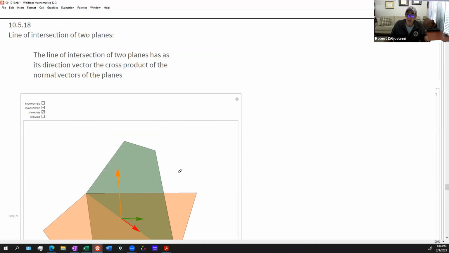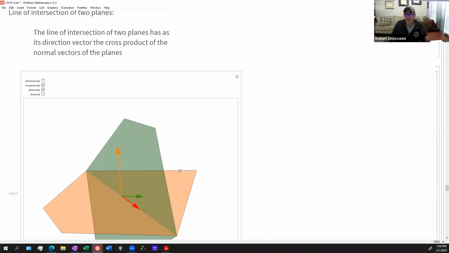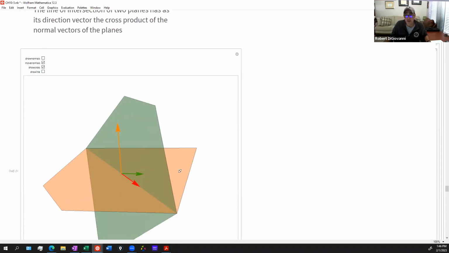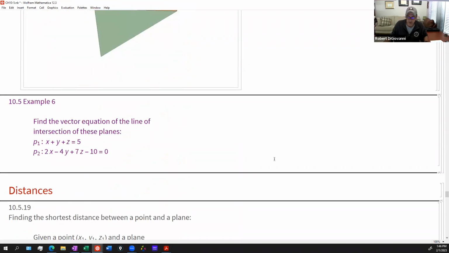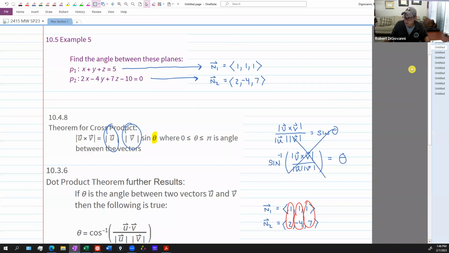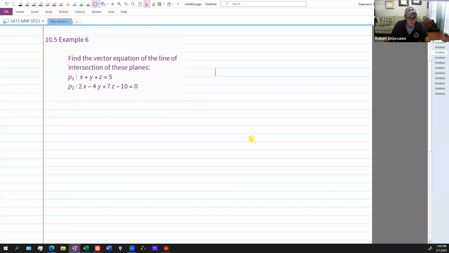Well, all we have to find is any x, y, z that satisfies both equations simultaneously. So let me do this example, and then we'll see how it goes.